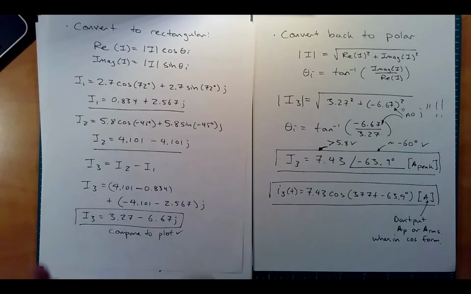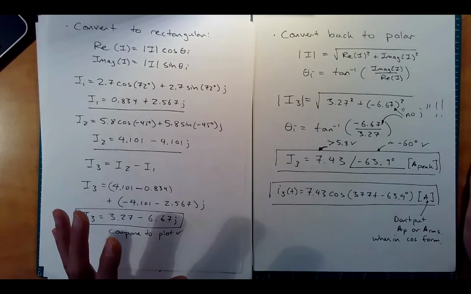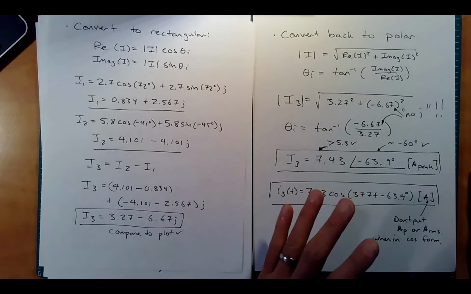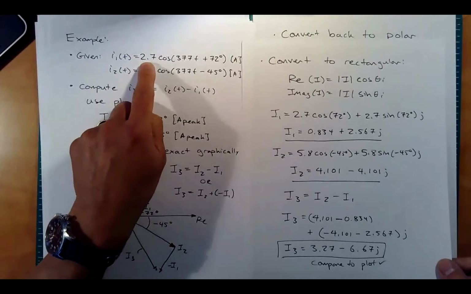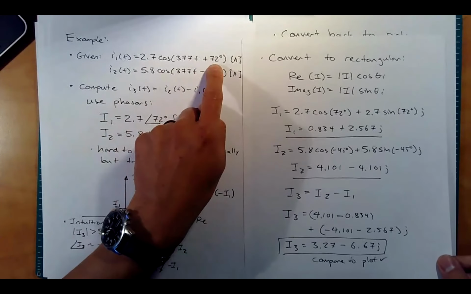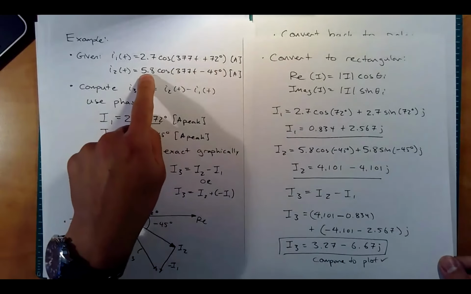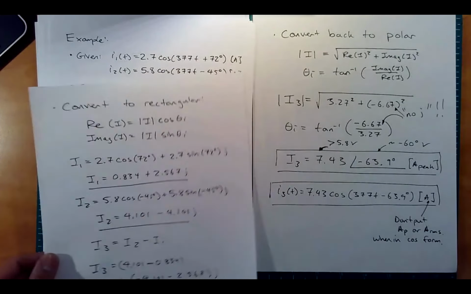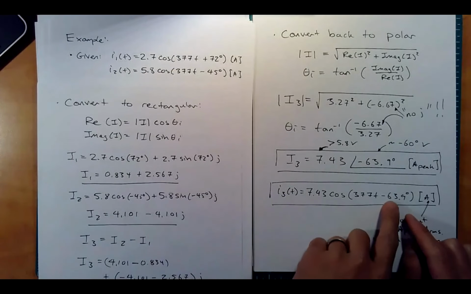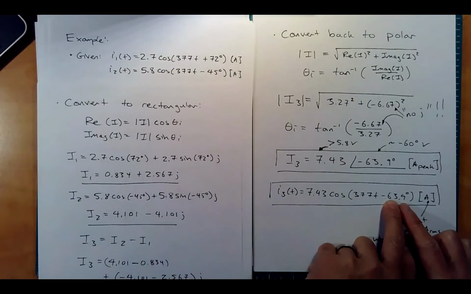All right. So what I want to do now is go to the computer and see this in Excel. So let's remember what we have here. We have 2.7 amplitude with a positive 72-degree phase for I1. We have 5.8 amplitude with a negative 45 for I2. And we have 7.43 with a negative 63.9 degree for I3, okay?